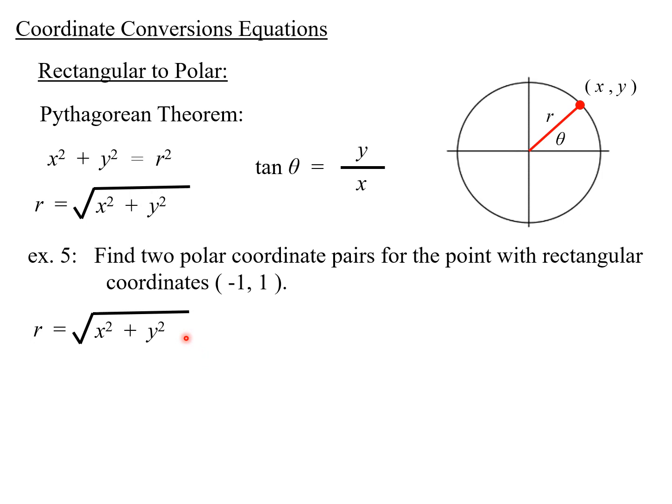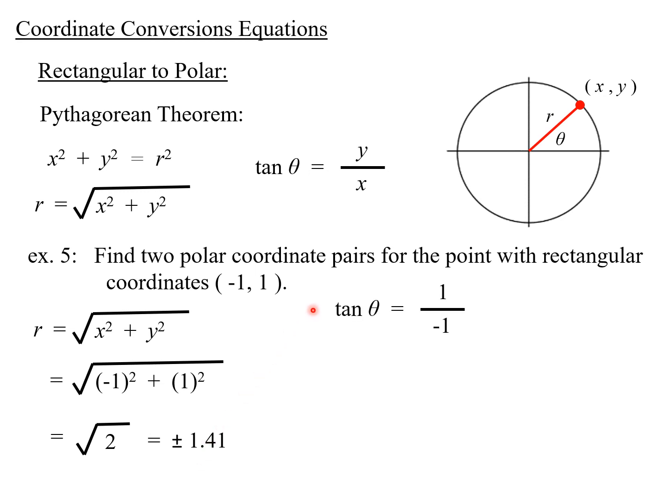So r is equal to the square root of x squared plus y squared. x is negative 1, y is 1. Negative 1 squared is 1. 1 squared is 1. They sum to 2. And then the square root of that is positive or negative 1.41. And that's that positive or negative that we're going to have to pay attention to, as we'll see in a moment.